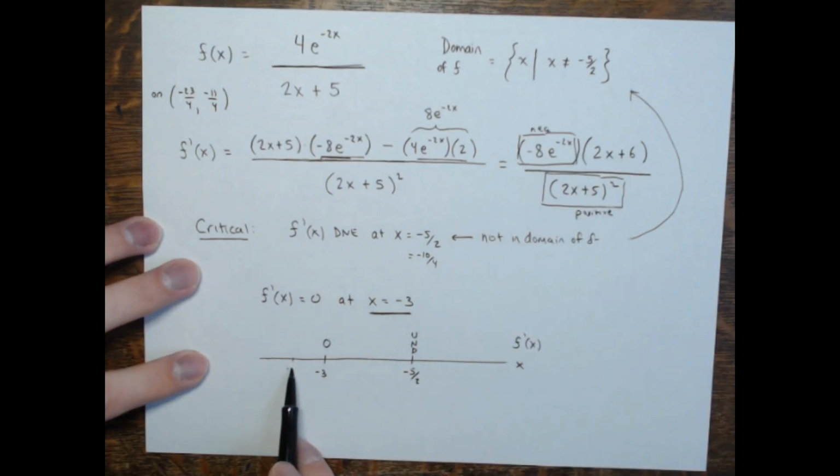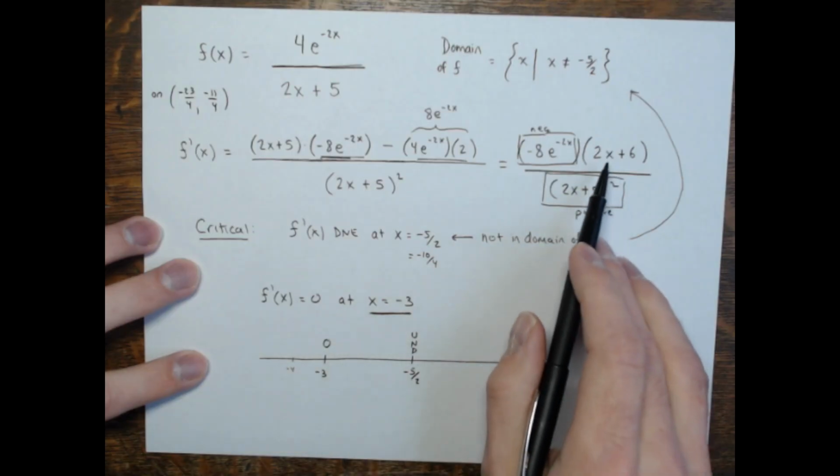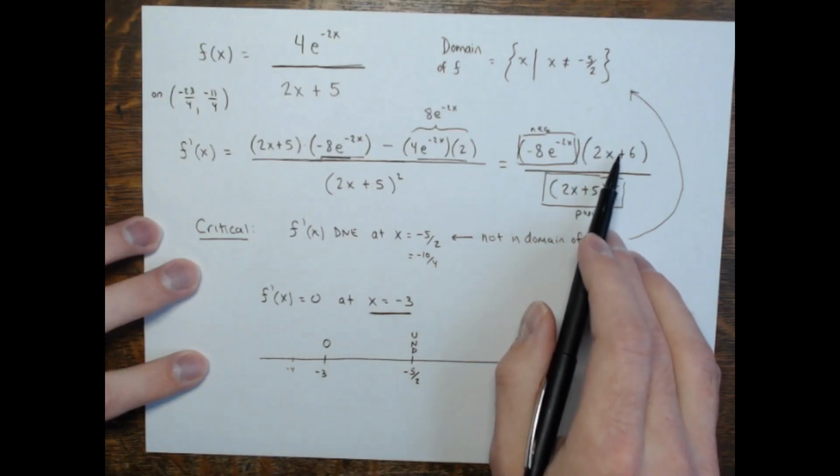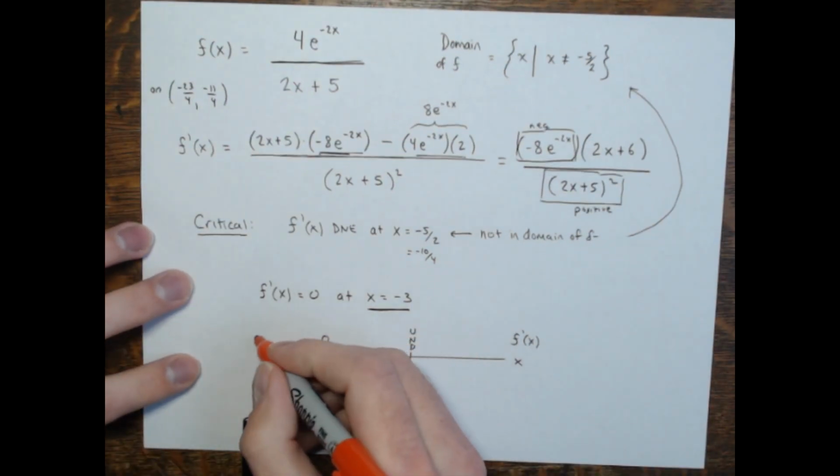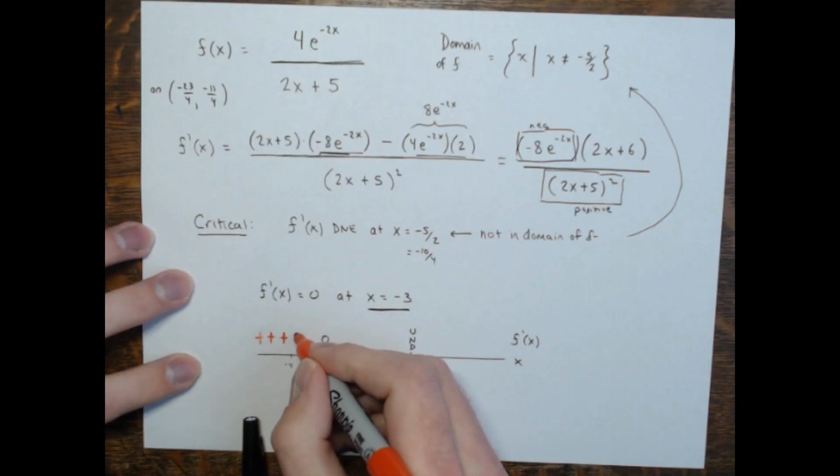So if I plugged in, say, -4, this would be a negative number. Then you'd have a negative times negative, positive over positive. You have positive first derivatives to the left of -3.